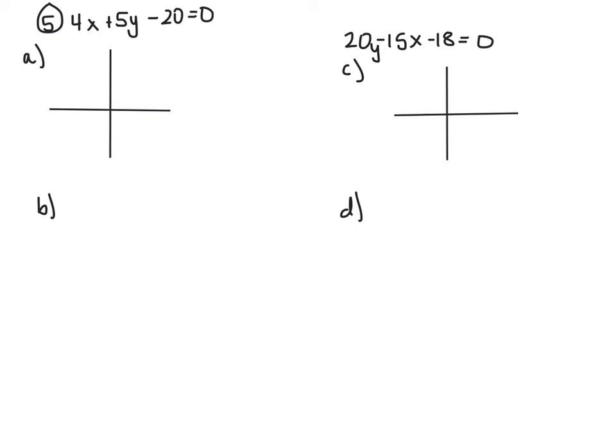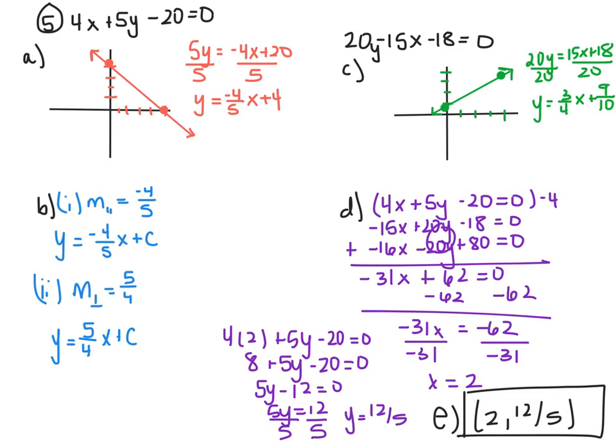Number 5 gives us a line 4x plus 5y minus 20 equals 0, asks us some questions about it, and then gives us a second line 20y minus 15x minus 18 equals 0, and then asks some more questions. So part A, again, you could have graphed this using intercepts. I knew that I was going to need a slope later on, so I put it into slope-intercept form.